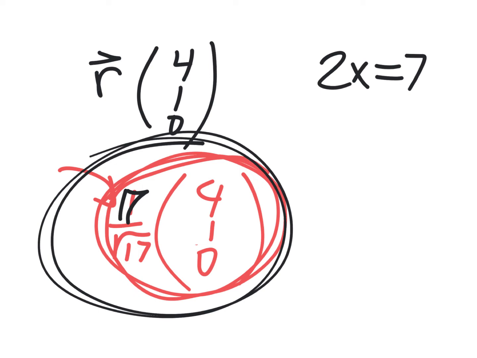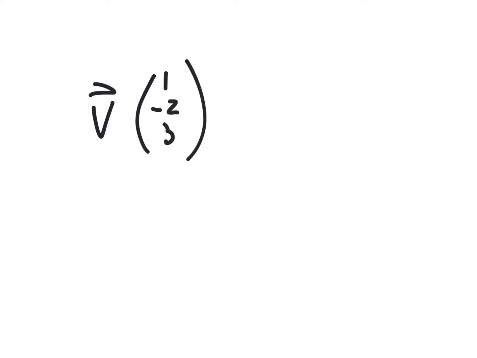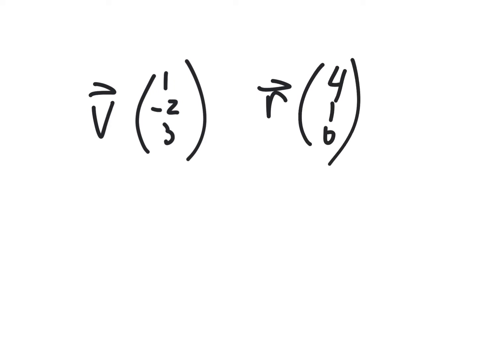All right. So now, so many things to know. What if I just, let's keep it super simple. Here's vector v again. It's the same vector. It's 1, negative 2, 3. And this is vector r again, and it's 4, 1, 0. What if I just want you to add the vectors?